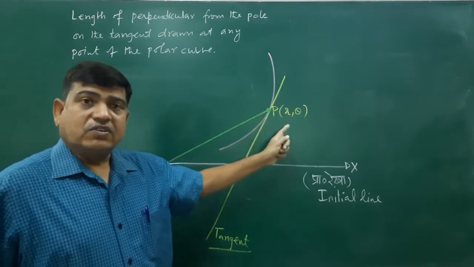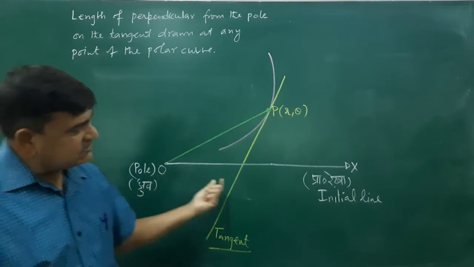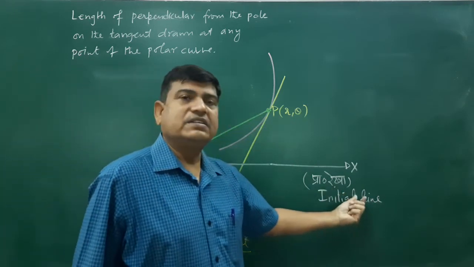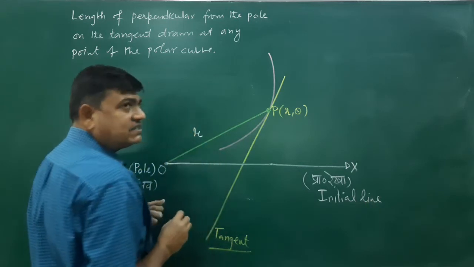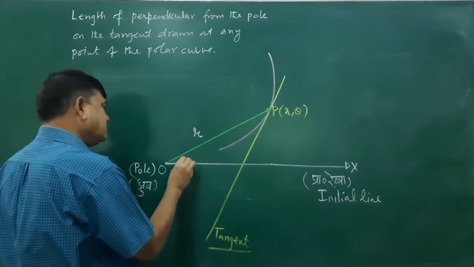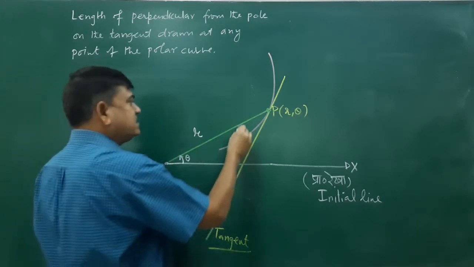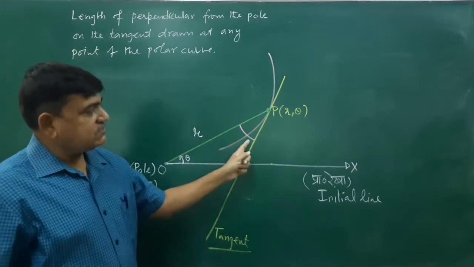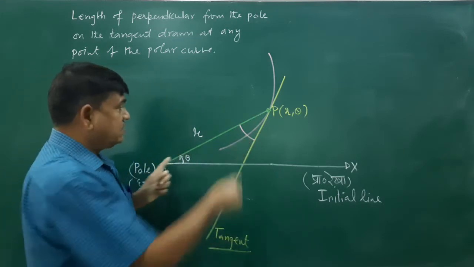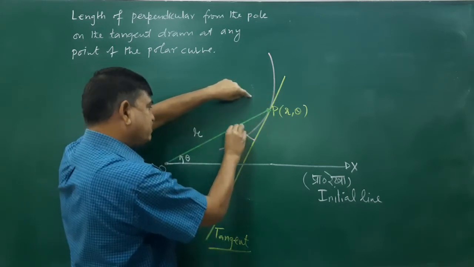Polar coordinates r comma theta will be with respect to a fixed point, which we call the pole, and a fixed line, that is the initial line. So if it is r comma theta, then this is r, the radius vector, this is theta in anti-clockwise direction, and you know that this is the angle. Remember, this is the angle between the radius vector and the tangent, and it is denoted by phi.